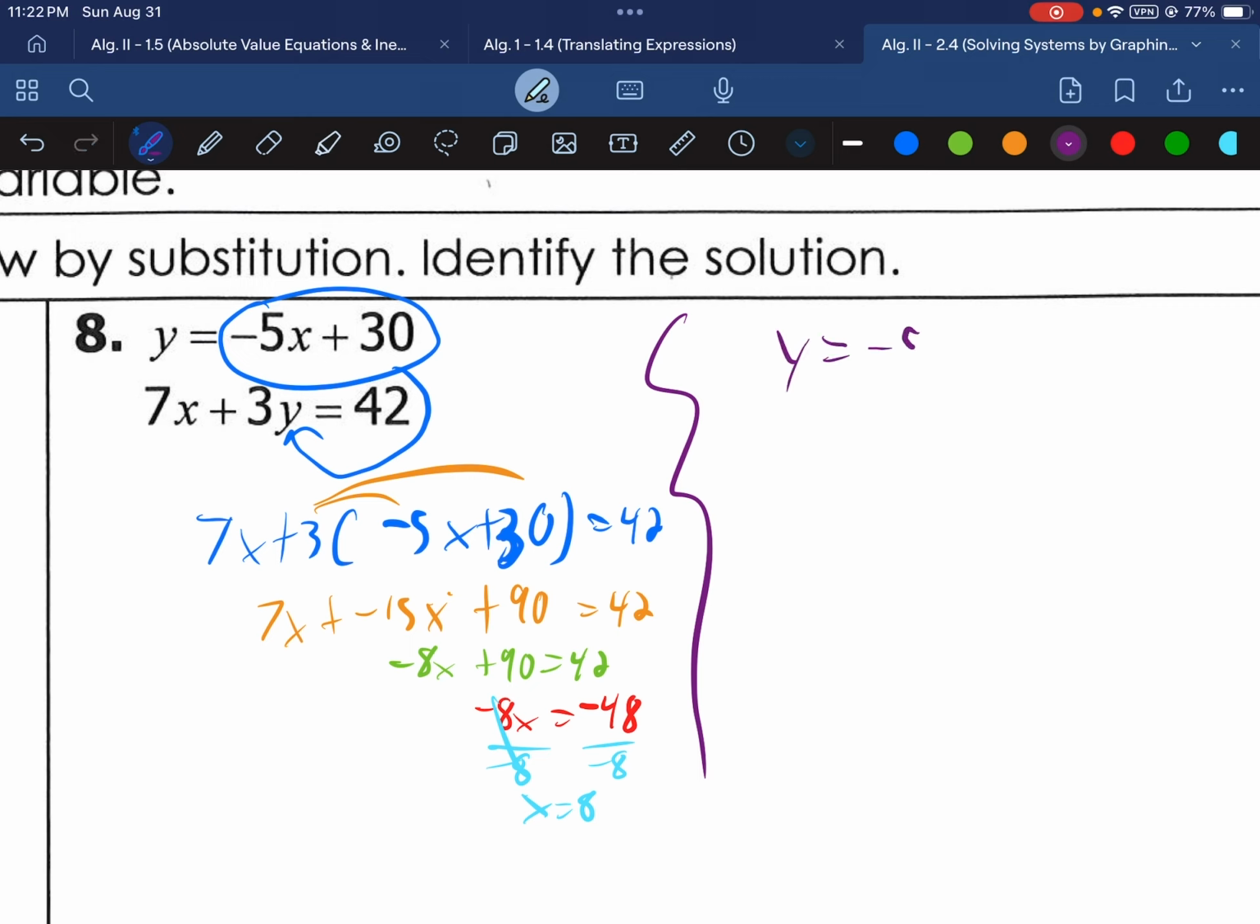So I have y equals negative 5 times 8 plus 30. Negative 5 times 8 is negative 40 plus 30. Combining those, I get y equals negative 10. And that gives me the ordered pair 8 comma negative 10.